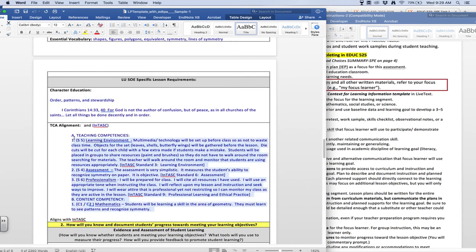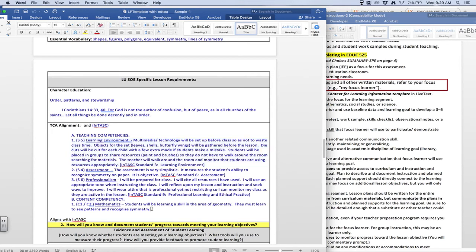TCAs. There actually are two parts of the TCAs. You can see the B, which is the content competency, and A, which is the basic teaching competency, or the overall. So you're going to make short statements. Keep them short, even shorter than this if you want, of how that is being addressed within your lesson plan. You can see it in there.